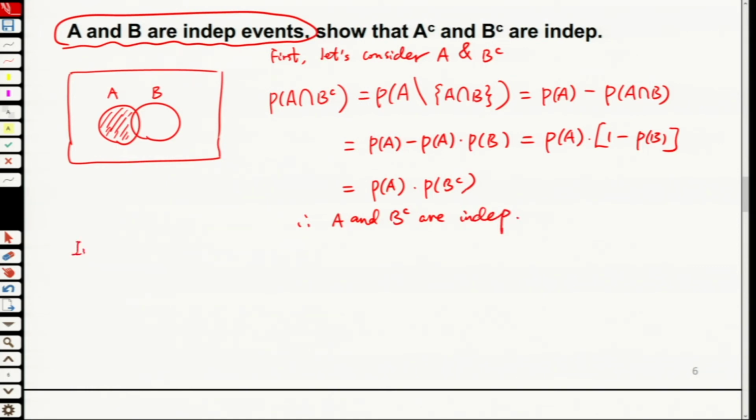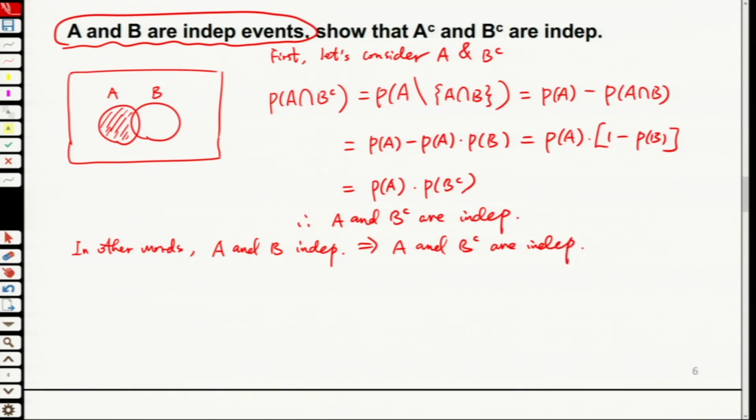So in other words, A and B independent, so we can have A and B complement, sorry, A complement and B. It's B complement, right? Okay. Are independent.